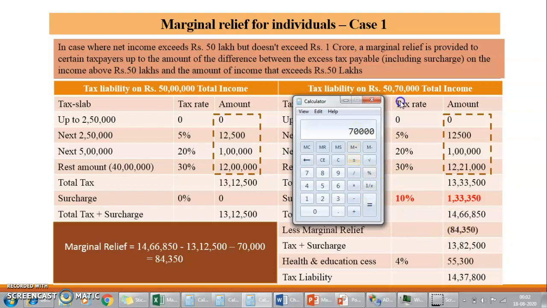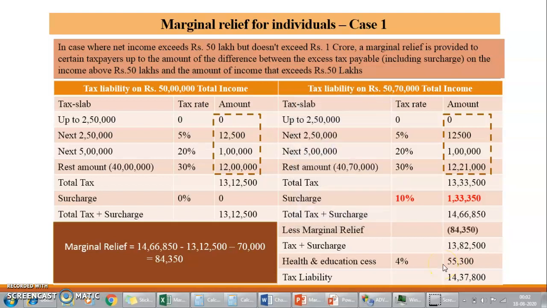So this is the extra income that the person has earned. Always remember that the difference of the adjusted tax and surcharge minus the tax and surcharge on the lower limit will always be equal to the extra income that the person has earned. In this case, it is 70,000. So always cross check your answer like this. The difference is always equal to the exceeding income of that person. I hope this is clear. Now we will move to the next case.